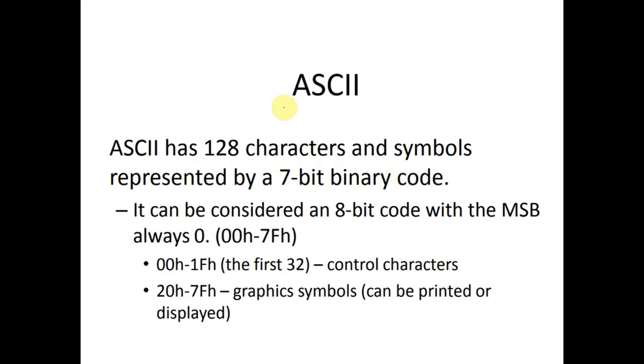Now ASCII code. Third code method is the ASCII code. ASCII has 128 characters and symbols represented by a 7-bit binary code. It can be considered an 8-bit code with the MSB always 0. The range is 00H to 7FH.